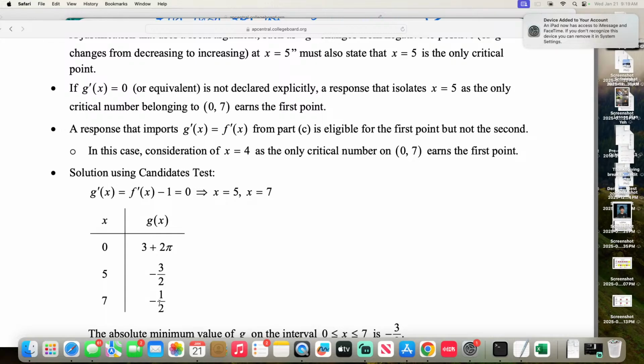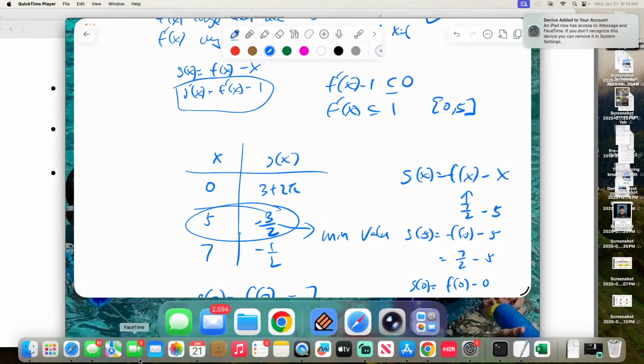So therefore, the minimum value is right here. It's going to be here. And that's how we earn 9 points. Is that okay? Do we need to do anything more for justification, or is that okay?